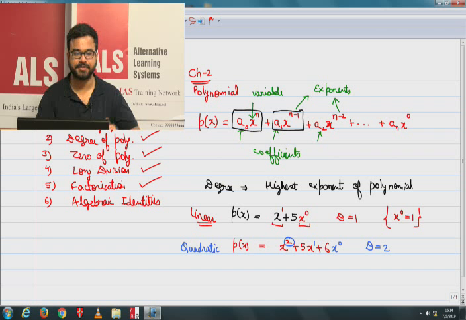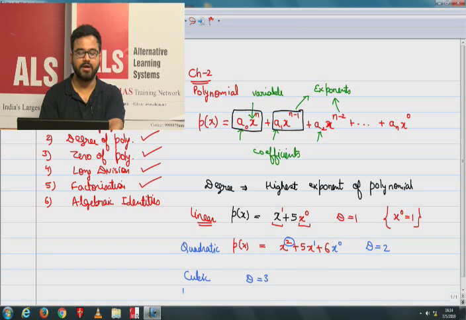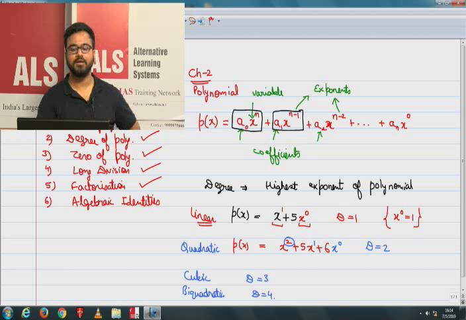Okay, that's great. And similarly, if the degree is 3, the name is cubic, and if the degree is 4, the name is biquadratic. You can note down these names. For a cubic polynomial, the degree is 3, and for biquadratic, the degree is 4. And one more before these, the constant polynomial, if the degree is 0.